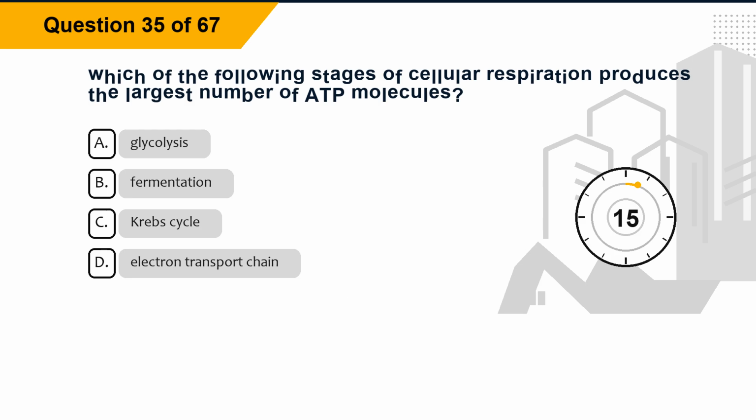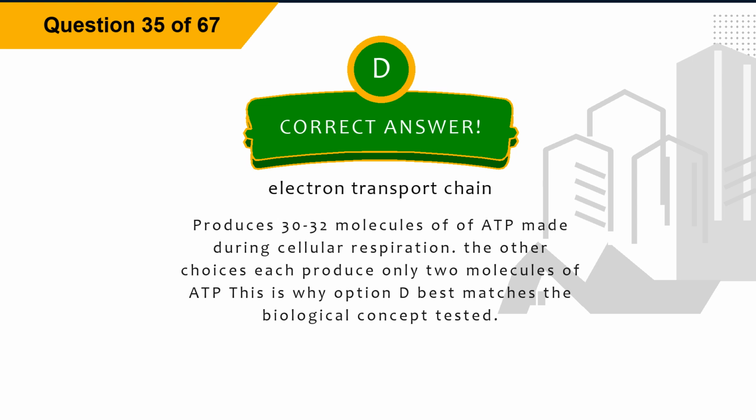Question 35. Which of the following stages of cellular respiration produces the largest number of ADP molecules? Option A, glycolysis. Option B, fermentation. Option C, Krebs cycle. Option D, electron transport chain. The correct answer is option D, electron transport chain. Explanation. Produces 30-32 molecules of ATP made during cellular respiration. The other choices each produce only 2 molecules of ADP. This is why option D best matches the biological concept tested.